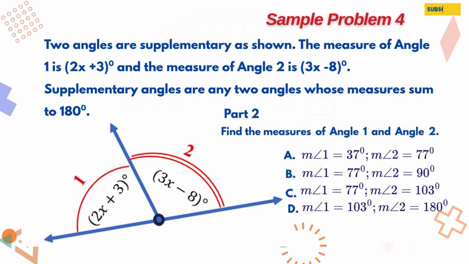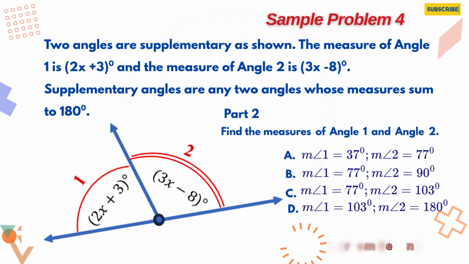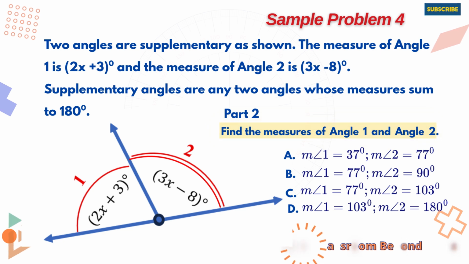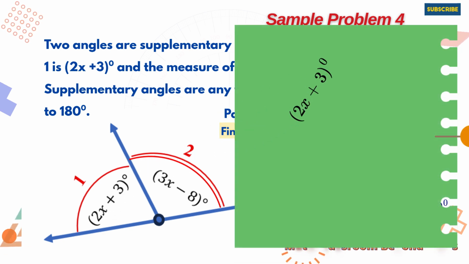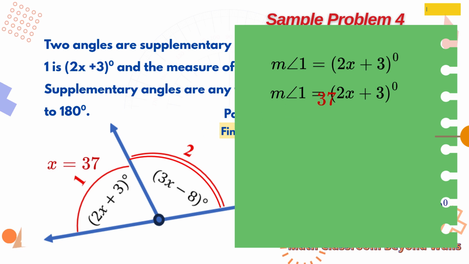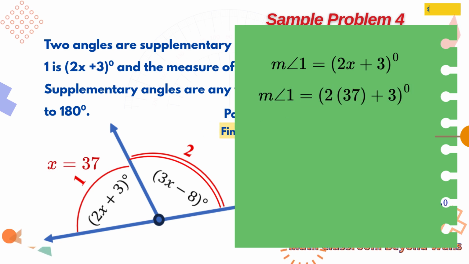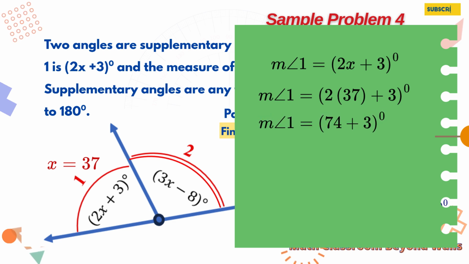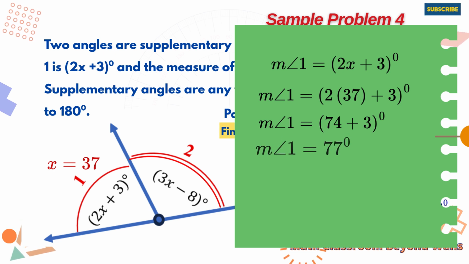Here, the problem is asking us to find the measures of angle 1 and angle 2. We start by writing the given expression for the measure of angle 1, which is, next, we plug in the value of x obtained earlier. Multiplying 2 and 37 gives us 74. Adding 74 degrees and 3 degrees gives us 77 degrees.